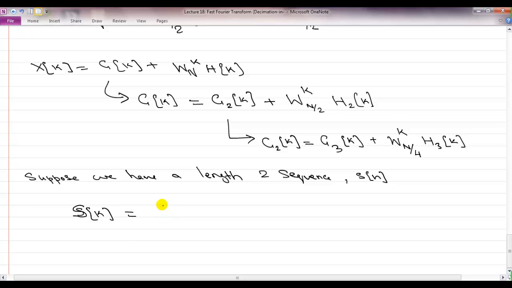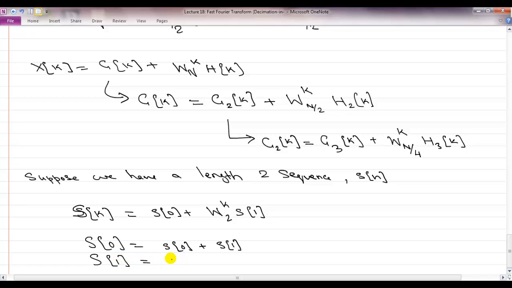That is simply equal to S of 0 plus W2k S of 1. Okay? Which means that S of 0 equals little s0 plus s1, because W20 is 1, and S1 is equal to s0. Now W21 is minus 1, so minus S of 1.